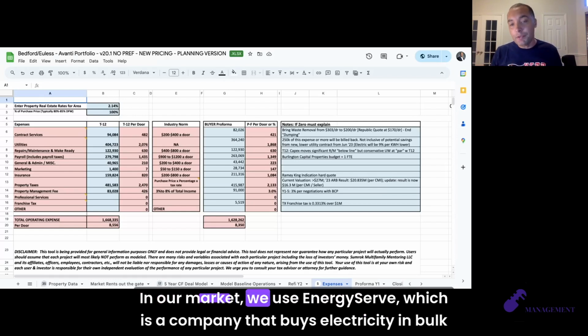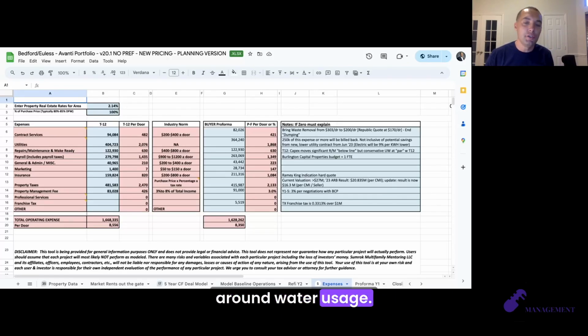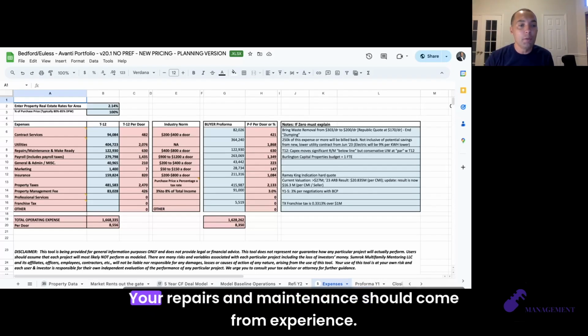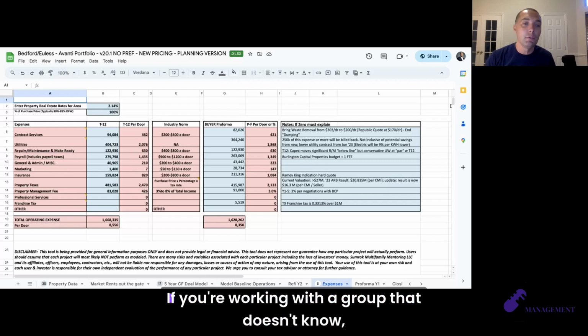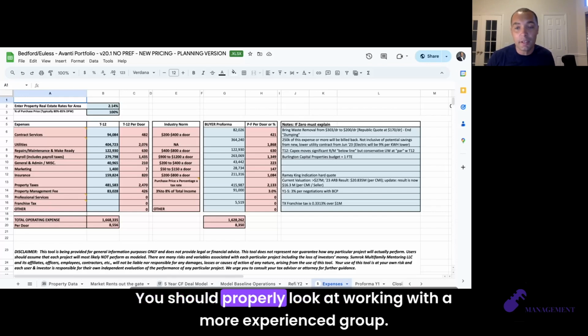In our market, we use Energy Serve, which is a company that buys electricity in bulk and can help you define whether or not you're high or low on your predictions around water usage. And those are really electricity, water and gas. Those are the big three when it comes to utilities, although there are a few others. Your repairs and maintenance should come from experience. If you're working with a group that doesn't know what the repairs and maintenance should be in the neighborhood because they haven't done enough deals, you should probably look at working with a more experienced group.